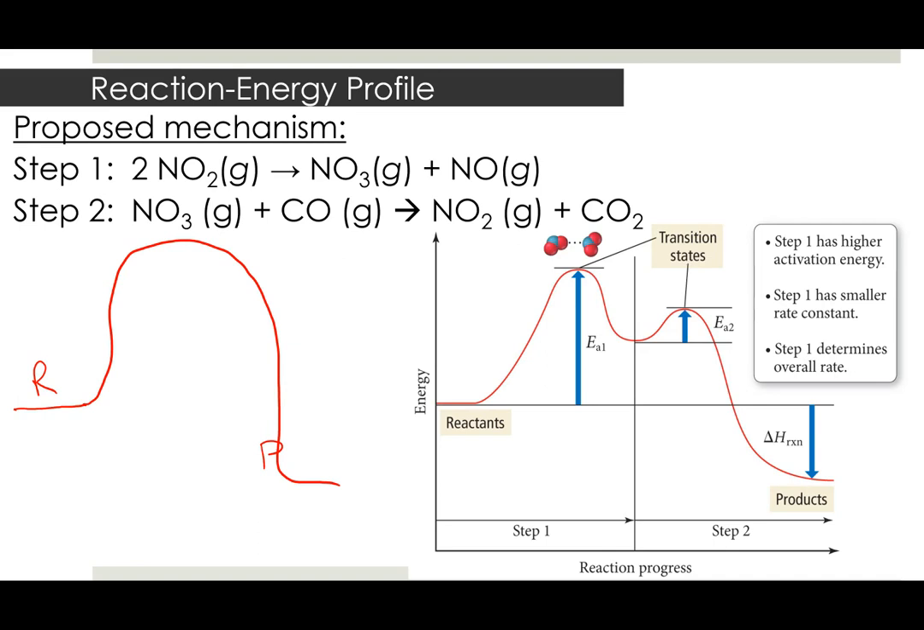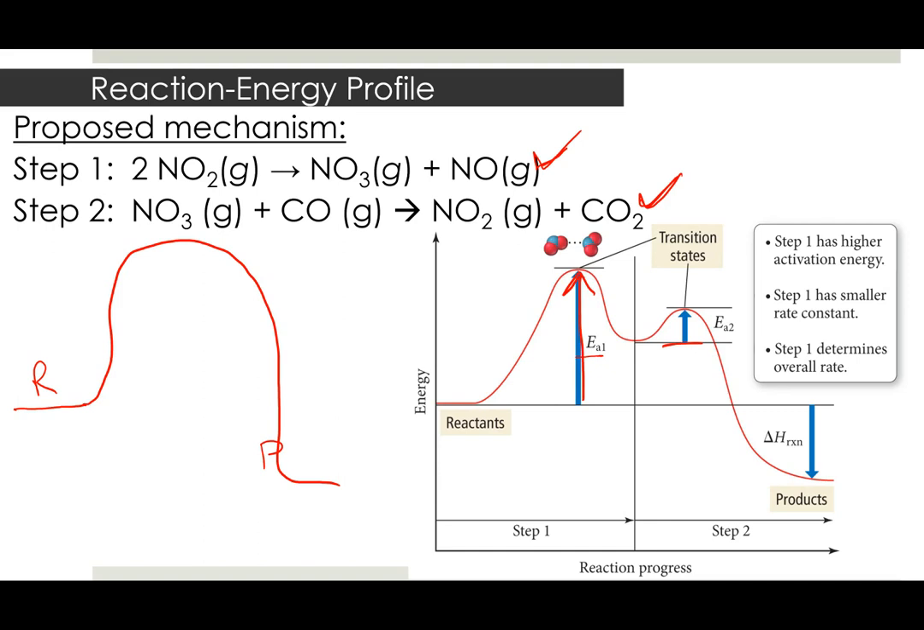When we have these elementary steps, we're going to see a couple of different things. The first thing we're going to see is two humps, right? There's an activation energy for this step, and there's an activation energy for this step, okay? So there's a hill that needs to be surmounted for each of these steps to happen. The rate limiting or rate determining step is going to have the higher activation energy, okay?